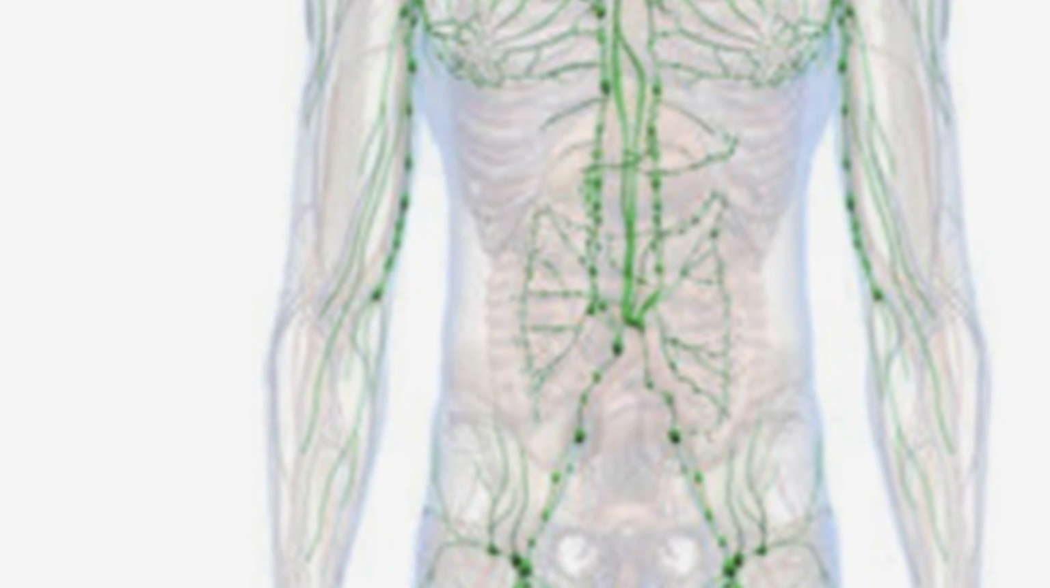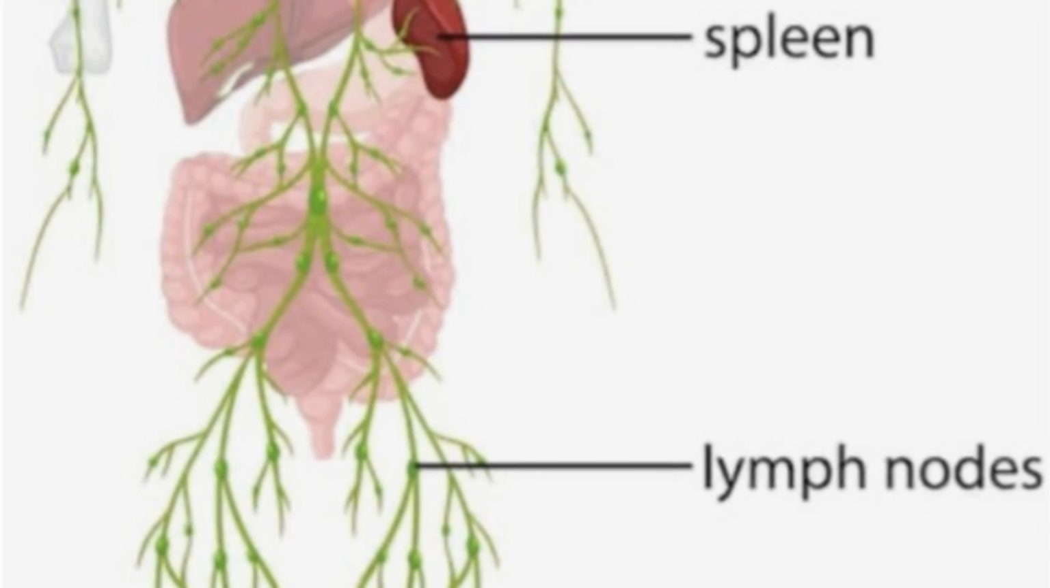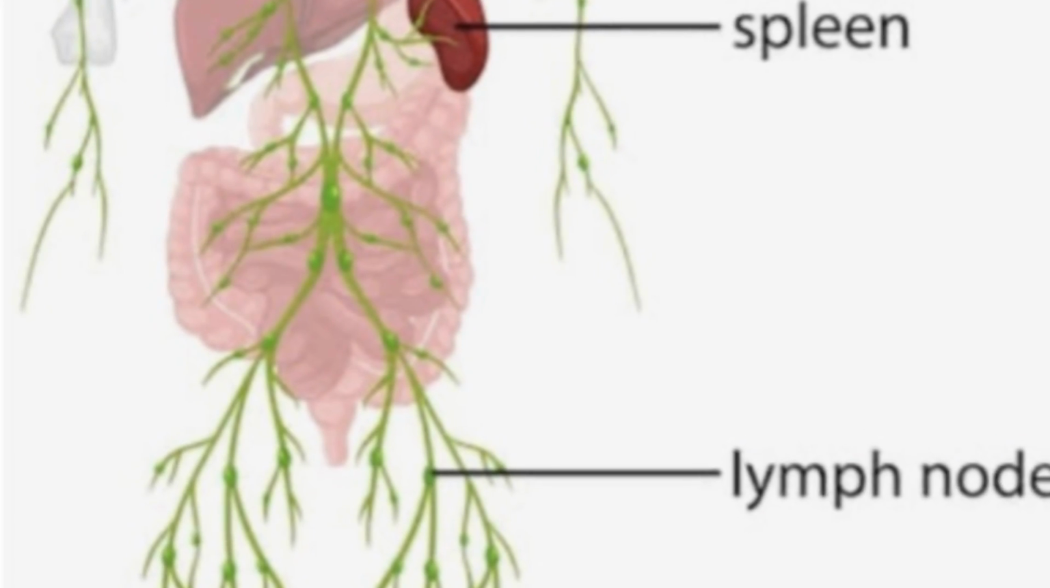What is the function of the lymphatic system? The lymph system is a network of organs, lymph nodes, lymph ducts, and lymph vessels that make and move lymph from tissues to the bloodstream. The spleen is considered the largest organ in the lymphatic system.